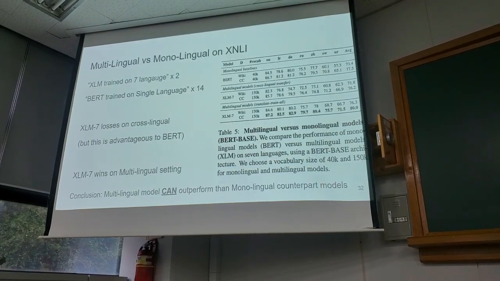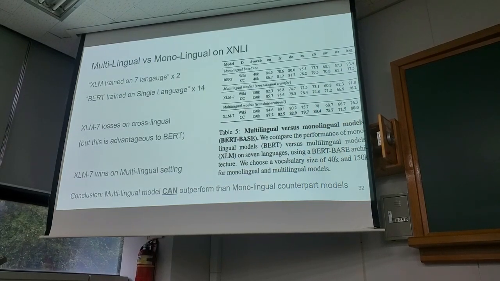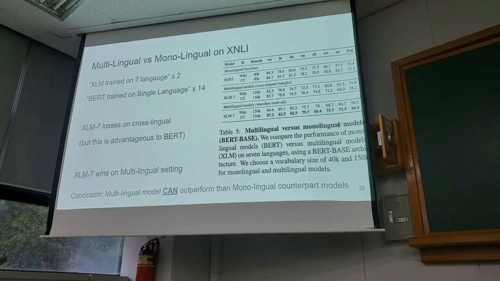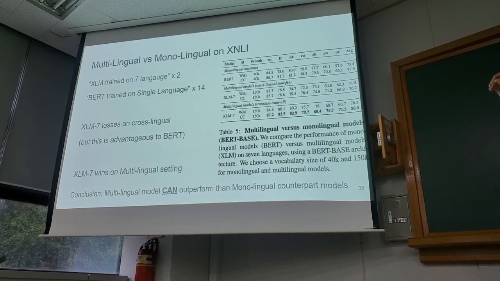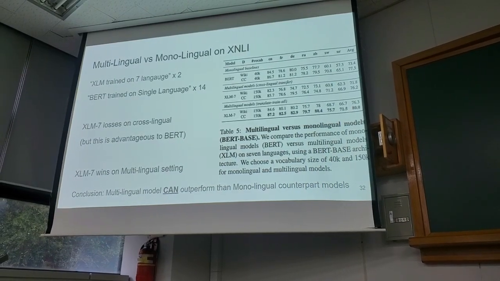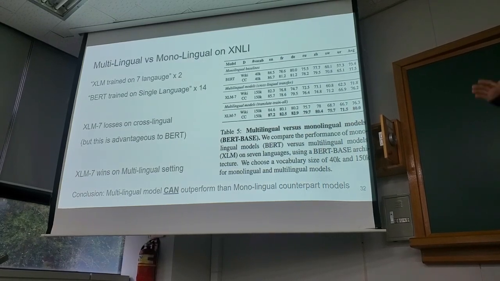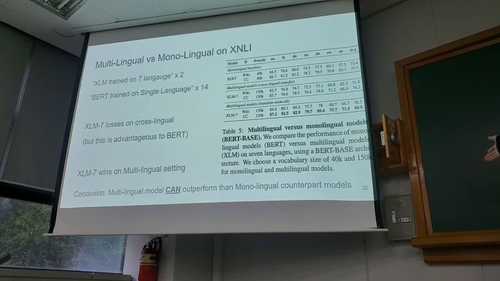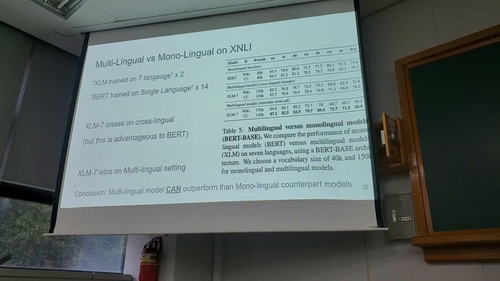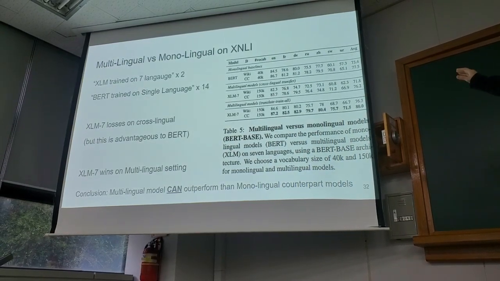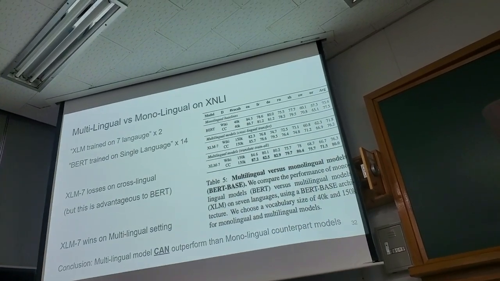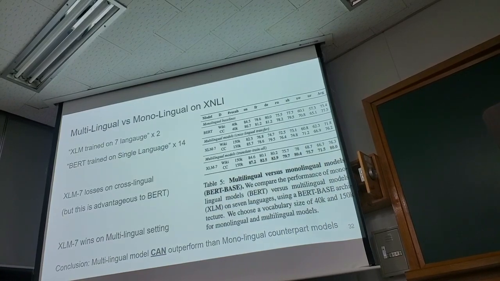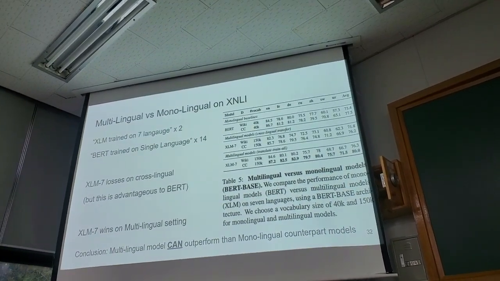The next one is XNLI, where we can see two XLM models trained on 7 languages, stated as XLM7, and BERT trained on single languages for 14 different languages. You can see XLM7 loses on the cross-lingual setup, but it is advantageous compared to BERT trained on a single language. And when we see the last row, the multilingual setting, XLM7 wins on every language and even on the average. So we can conclude that a multilingual model can really outperform its monolingual counterpart models.